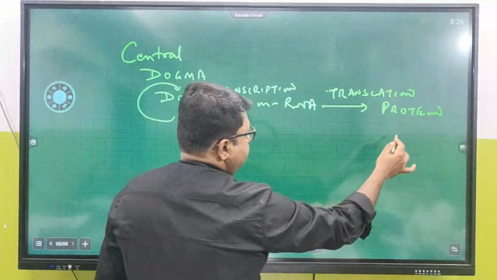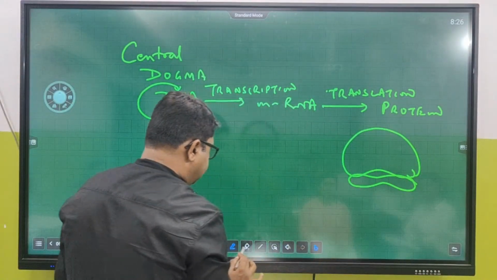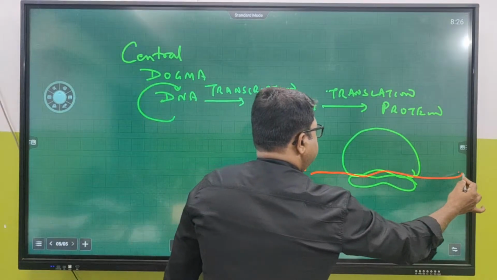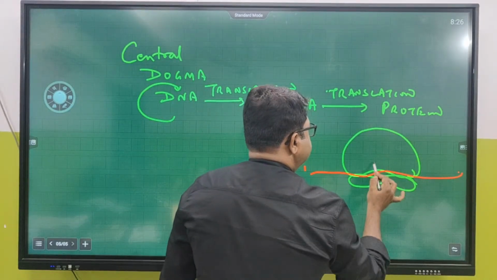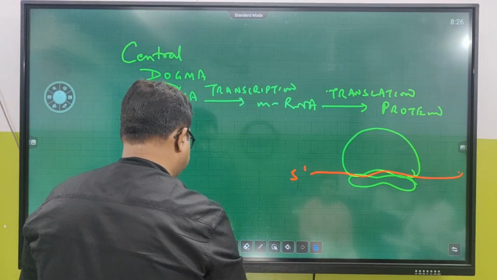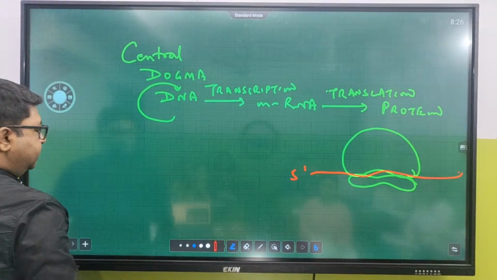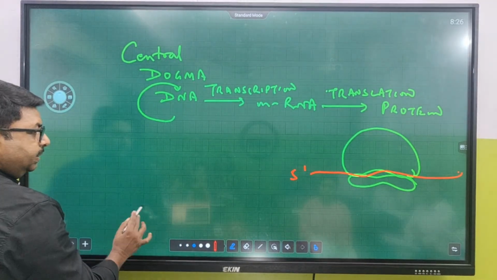Now, where is this protein produced? Inside the ribosome, with the larger subunit and smaller subunit, and this is the particular mRNA, 5' to 3'. This is the P site and this is the A site.